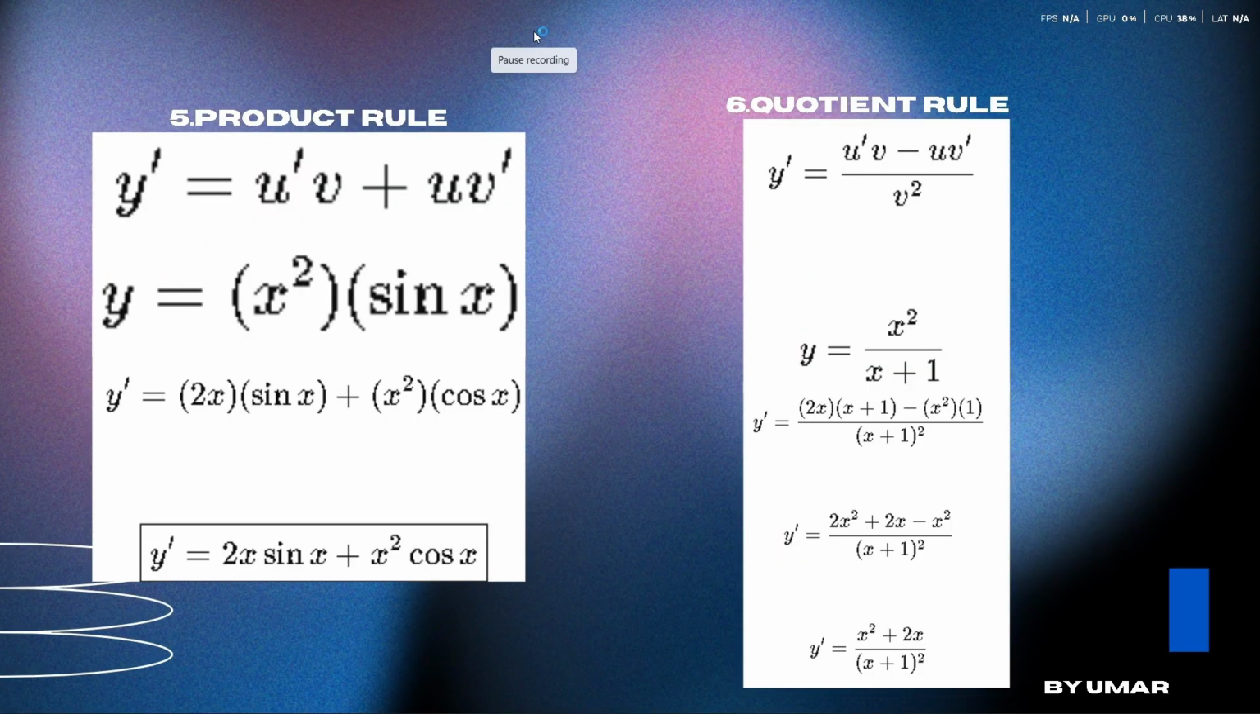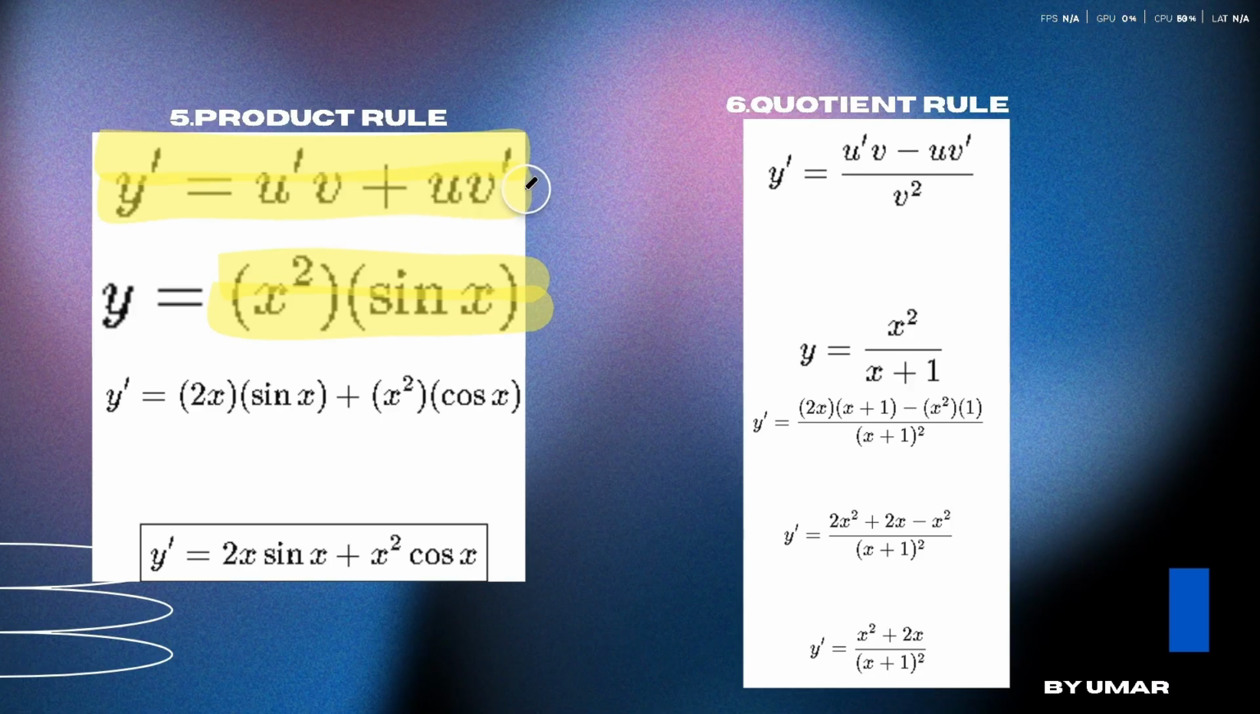Number 5, product rule. The product rule is used when there is a term multiplied with another term, like this. And we can use this formula, which is the derivative of y equals u prime times v plus u times v prime. So x to the power of 2 is u, and sin x is v. And then we can implement this formula into this function.